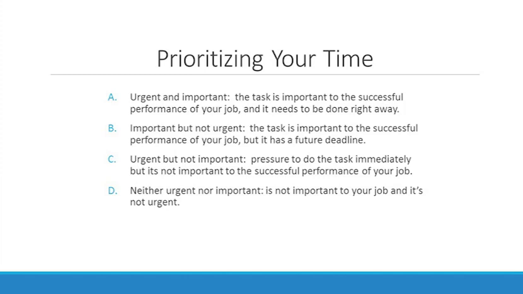Urgent but not important. There may be pressure to do the task today, but it is not important to your job. For example, let's say you're meeting with your staff and the telephone rings and there's a potential interruption in your meeting. You make the decision to talk with your staff and not answer the telephone because your priority is your staff. And finally, there are items that are neither urgent nor important. These should not be on your list at all.